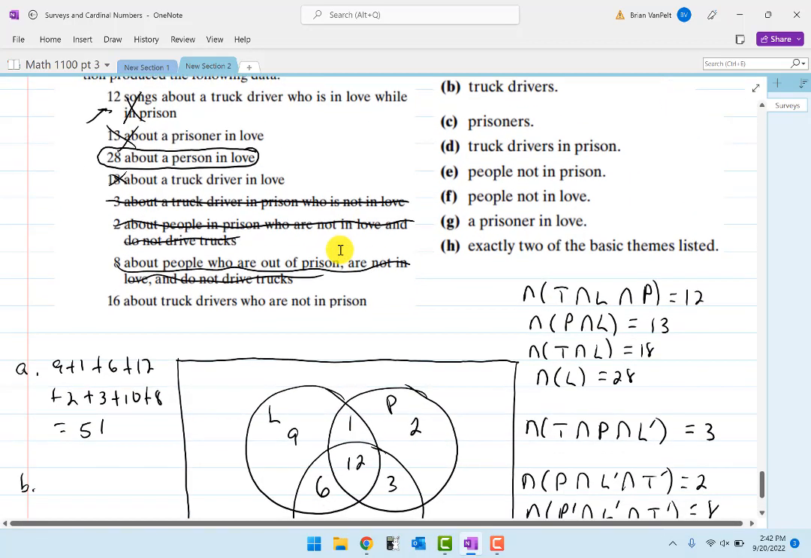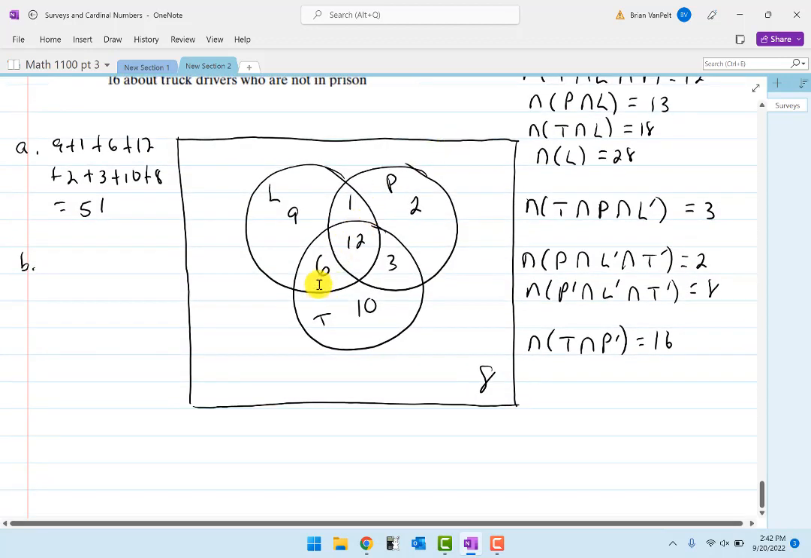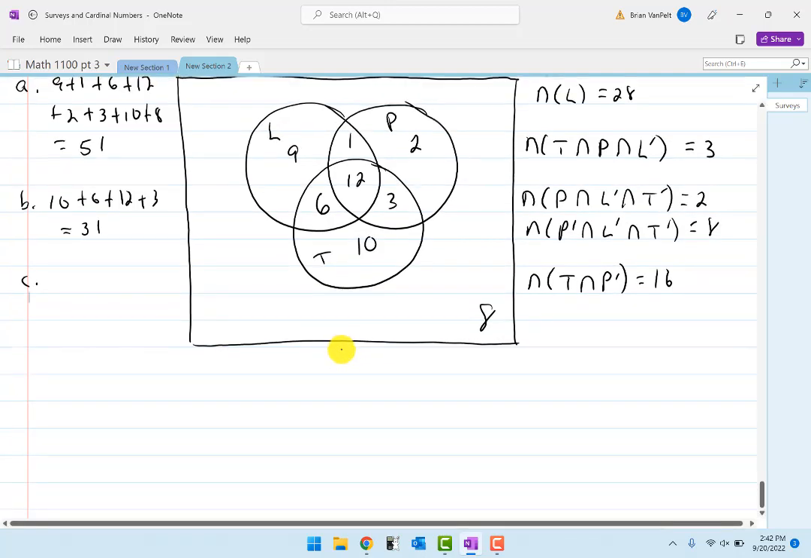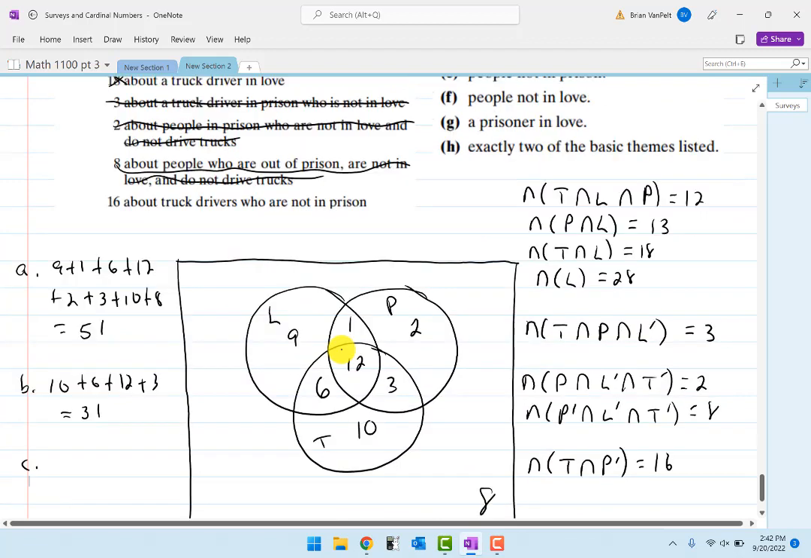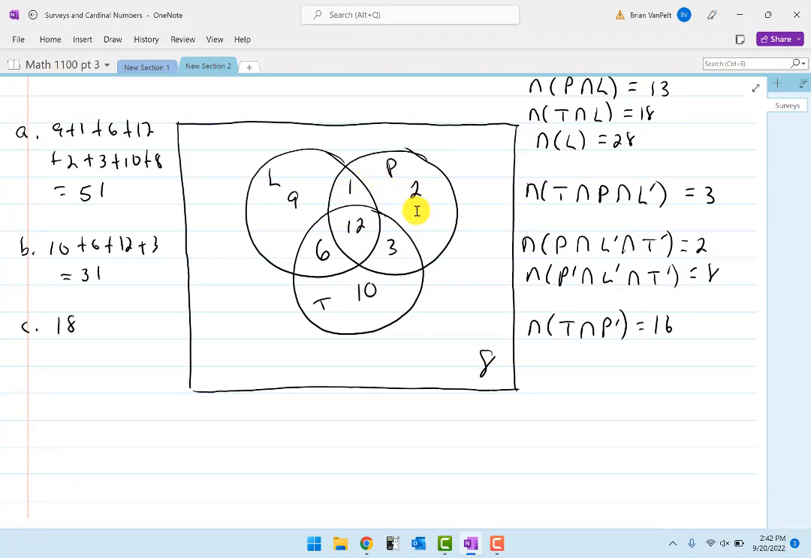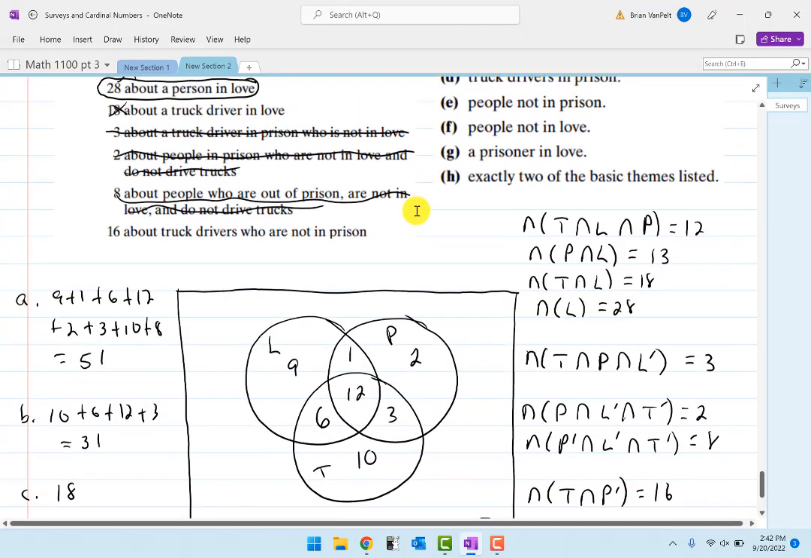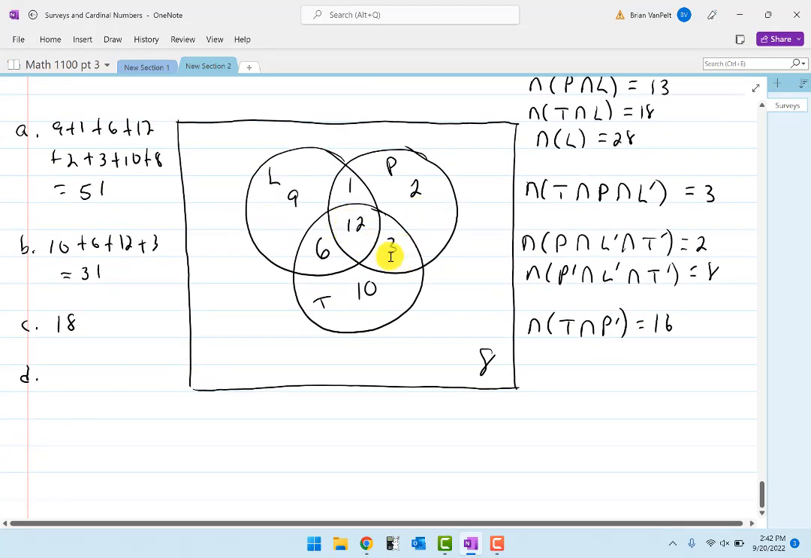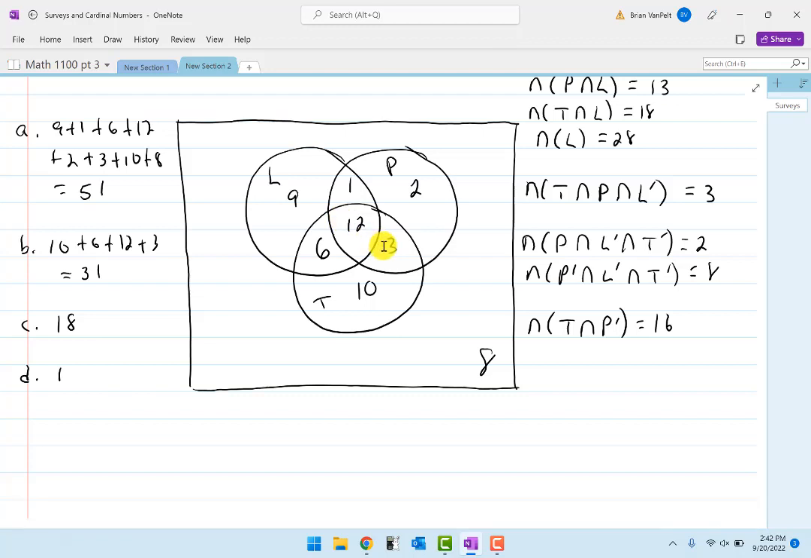For part B, truck drivers. How many truck drivers were there? Add up this circle for truck drivers: 10 plus 6 plus 12 plus 3. That would be 31. For part C, prisoners. How many prisoners do we have? So that's these numbers right here. That's 18. Truck drivers in prison, that's these ones right here. That's 15.